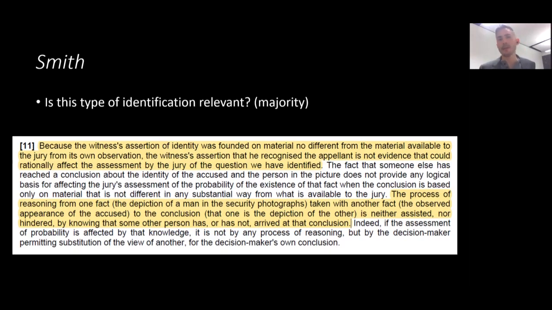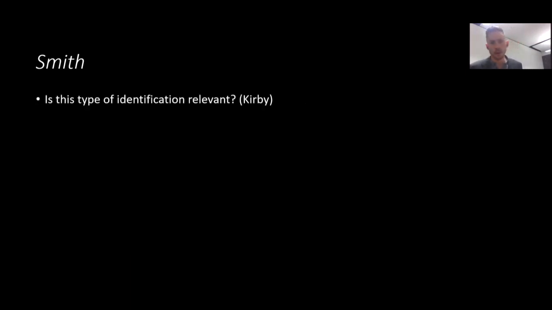This process is neither assisted nor hindered by knowing that some other person has come to some conclusion. They might contrast this to other circumstances. For instance, if there was someone who purported to be an expert in face identification and had an ability to do that at a high degree of accuracy, higher than the public, then that might seem to be relevant, but this is not what's argued here. This is someone who's in a very similar perspective to the jury.